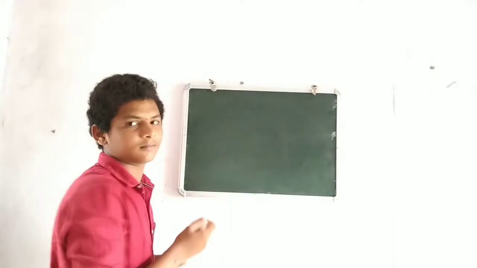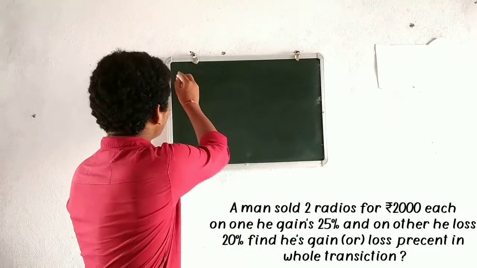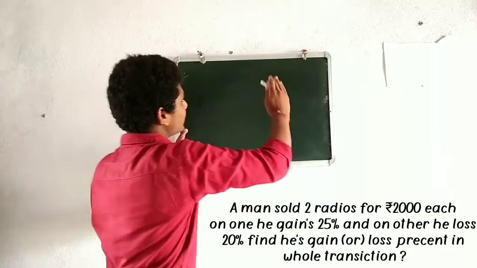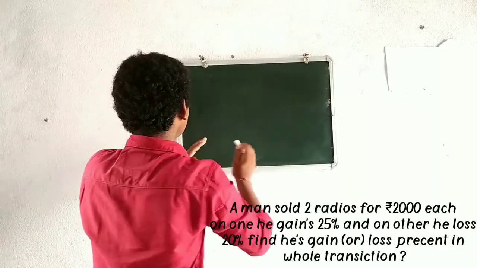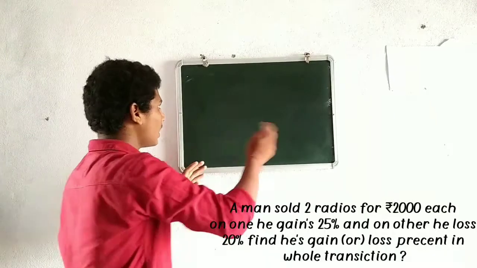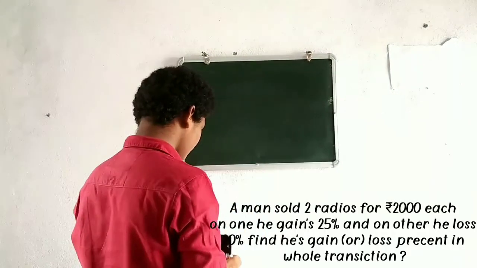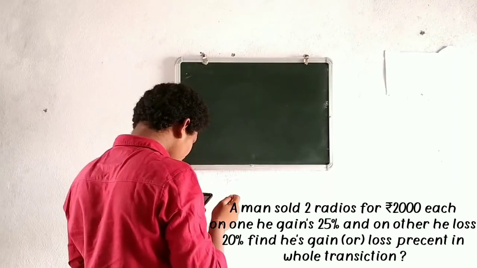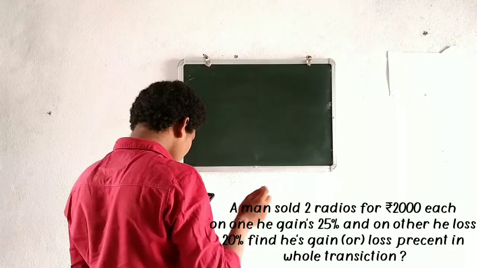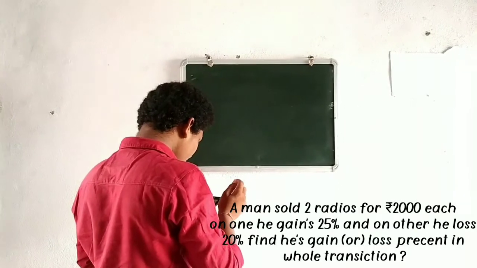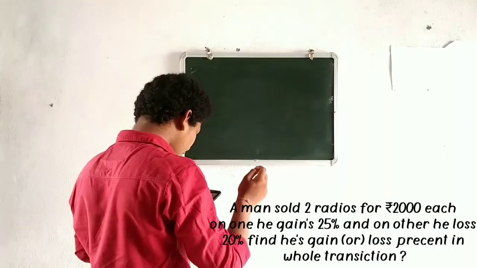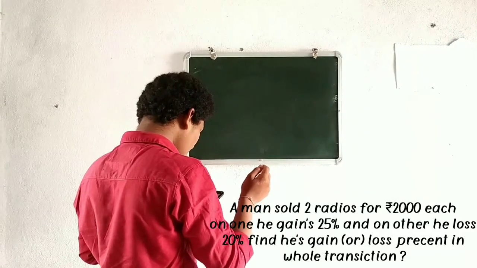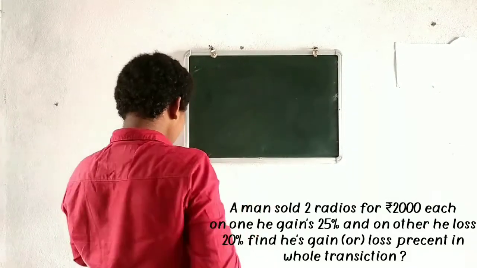Our third problem is so lengthy, so I will explain the question also here. The question is: a man sold 2 radios for 2000 each. On one he gains 25% profit and on the other he loses 20%. Find his gain or loss percent in the whole transaction.